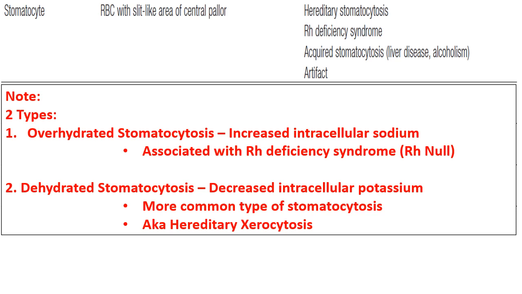Stomatocytes naman tayo. There are actually two types. No? Meron tayong overhydrated and dehydrated. Depende yan sa defect. Overhydrated stomatocytosis has increased intracellular sodium. Pag madaming sodium sa loob ng RBC, sumasabay yung tubig, kasabay ng sodium. So, papasok lahat ng tubig sa loob din ng RBC causing overhydration. And this is also associated with Rh deficiency syndrome or tinatawag natin Rh null. Okay? Next naman, dehydrated stomatocytosis, decreased intracellular potassium. Okay, lumalabas lahat ng potassium out of the RBC. And this is the most common type and it has other name, no? Hereditary xerocytosis. Xero means dry, no? Dry for dehydrated. Okay?